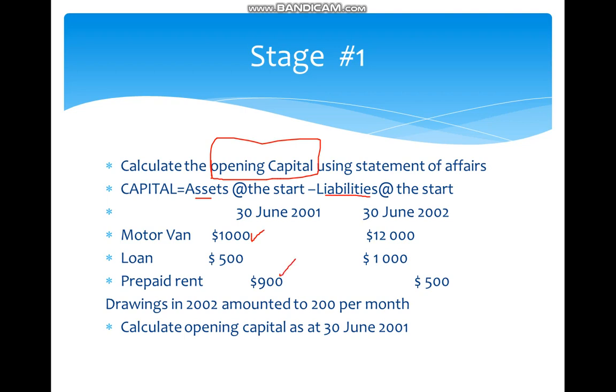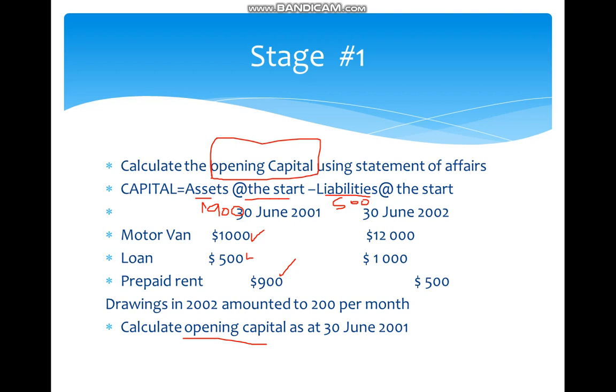You tick them, then you add the two assets. In this case, it's 1000 plus 900. We get 1900. Then we need to determine our liabilities. Our liability in this case is how much? $500. Then we deduct this from $1900, and we get our opening capital, which in this case is 1400.